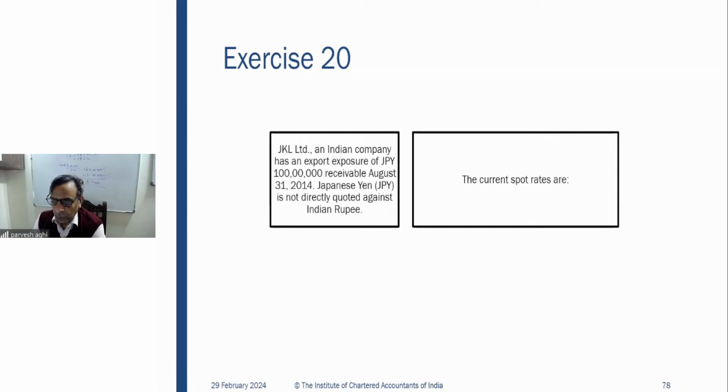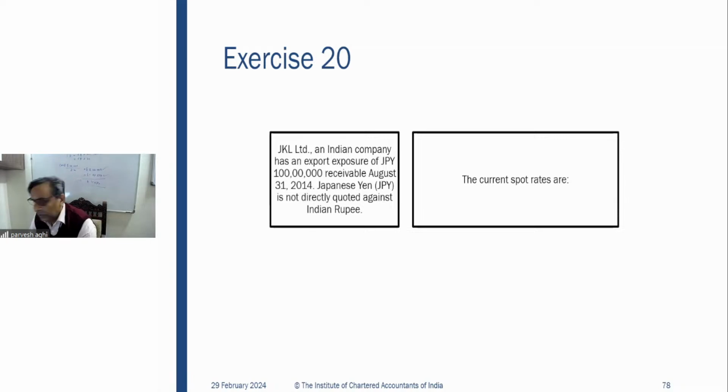Now, this is a very good question. Exercise number 20. Please focus now. JKL Limited, an Indian company, has an export exposure of Japanese yen. How much? 1 crore Japanese yen, receivable August 31st, 2014. Now, Japanese yen is not directly quoted against Indian rupee.